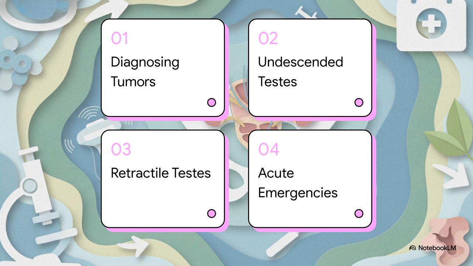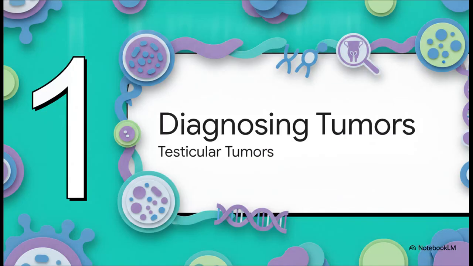First, diagnosing tumors, then managing undescended testes, moving on to identifying retractile testes, and finally, we'll wrap up with acute surgical emergencies. Let's get right to it. Section 1. Diagnosing testicular tumors.